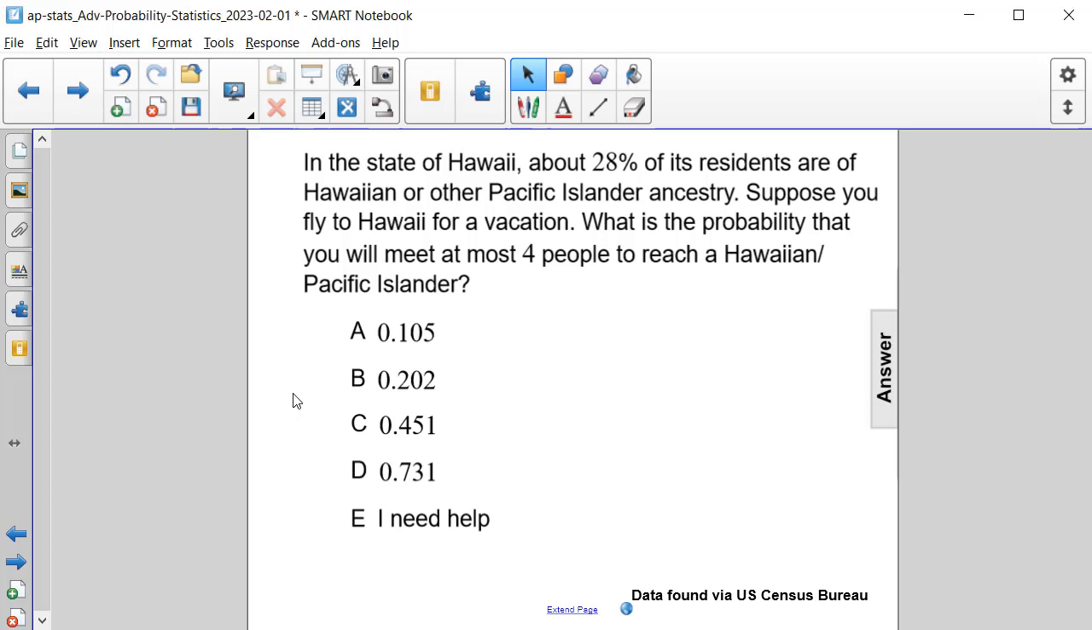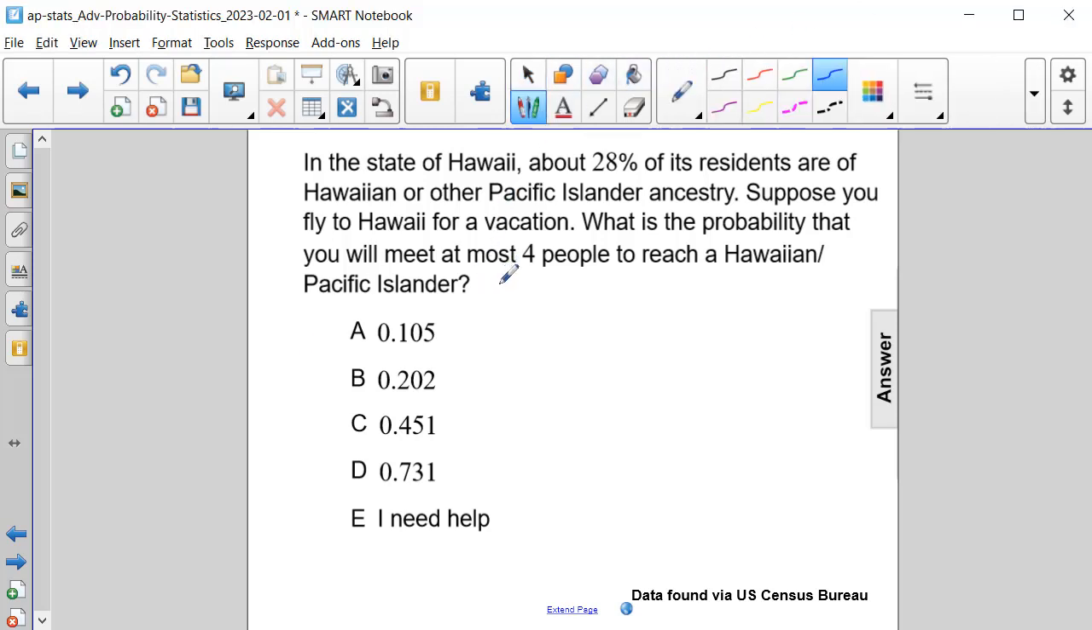In the state of Hawaii, about 28% of its residents are of Hawaiian or other Pacific Islander ancestry. Suppose you fly to Hawaii for a vacation. What is the probability that you will meet at most 4 people to reach a Hawaiian or Pacific Islander?